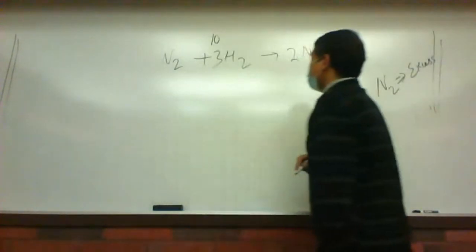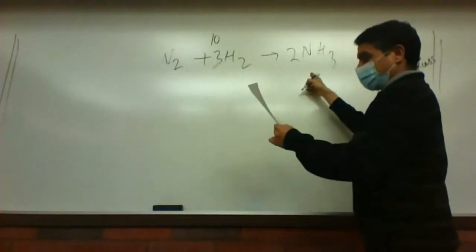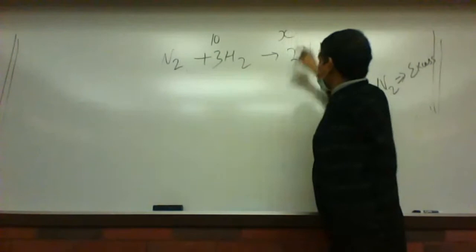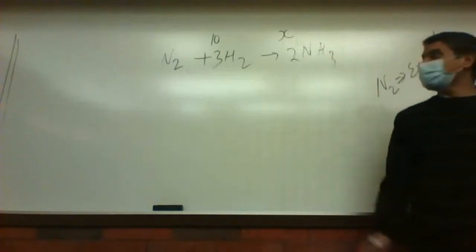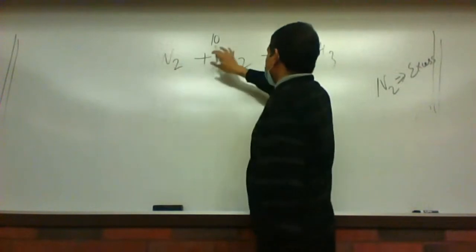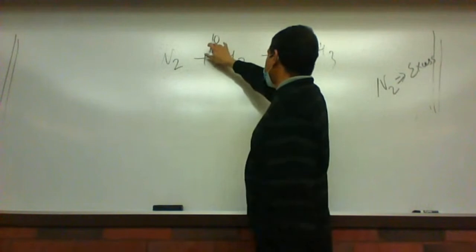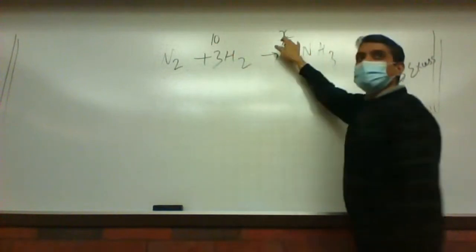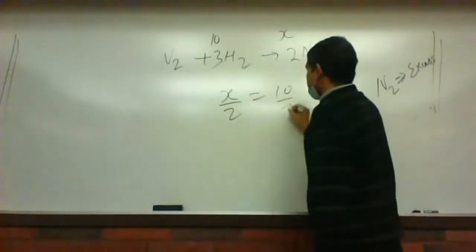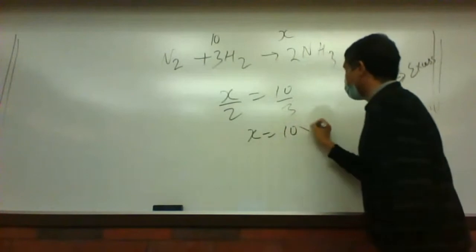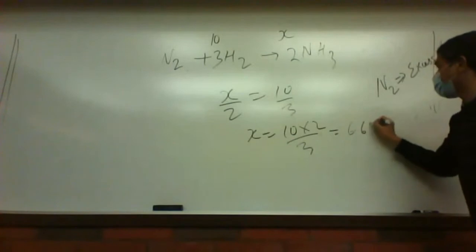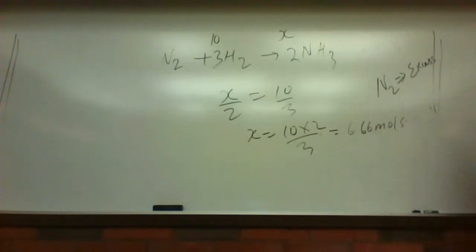So hydrogen is 10 mole. How much ammonia is formed? Calculate the ammonia produced in moles and gram both. So this is X, right? Nitrogen is in excess, so we don't calculate from here. Hydrogen is the limiting reagent, so 10 mole is given. I'm just taking the ratio, X by 2 is equal to 10 by 3, and then you cross multiply: 10 multiplied by 2 divided by 3 gives 20 by 3, which is 6.66 moles. So 6.66 moles of ammonia is formed, right?